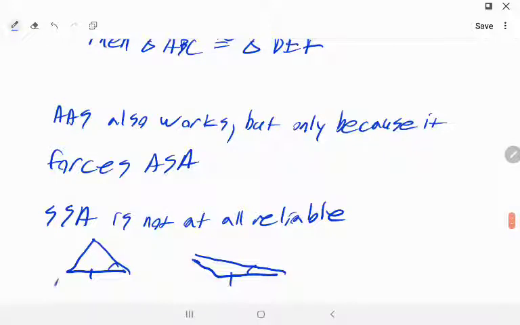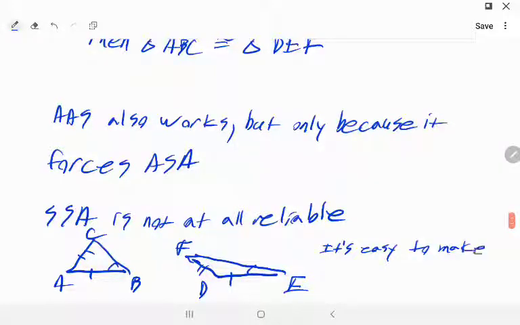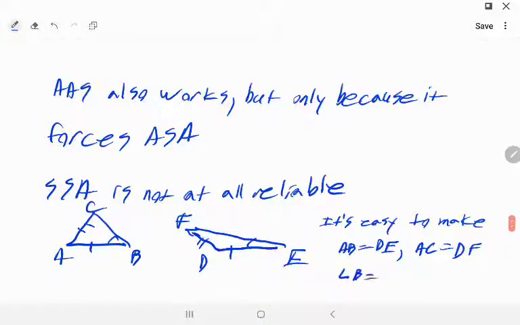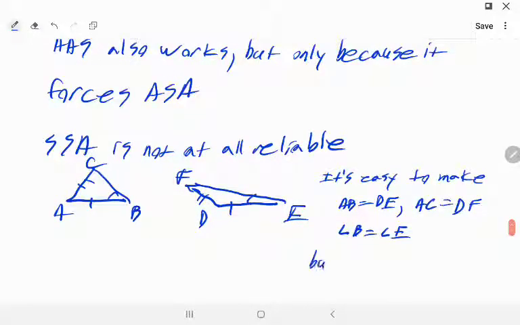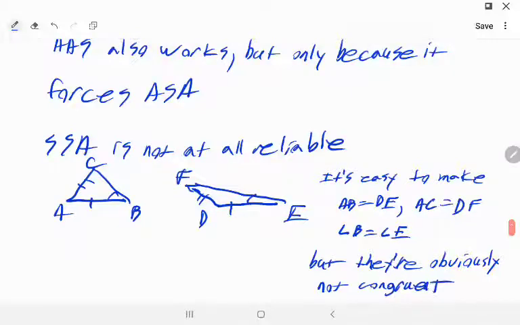Let's draw it this way. If we had ABC and DEF, it's pretty easy to see that we can make AB equal to DE, AC equal to DF, and angle B equal to angle E. But we can see pretty clearly that they're not the same triangle. They're obviously not congruent. So side angle does not work.